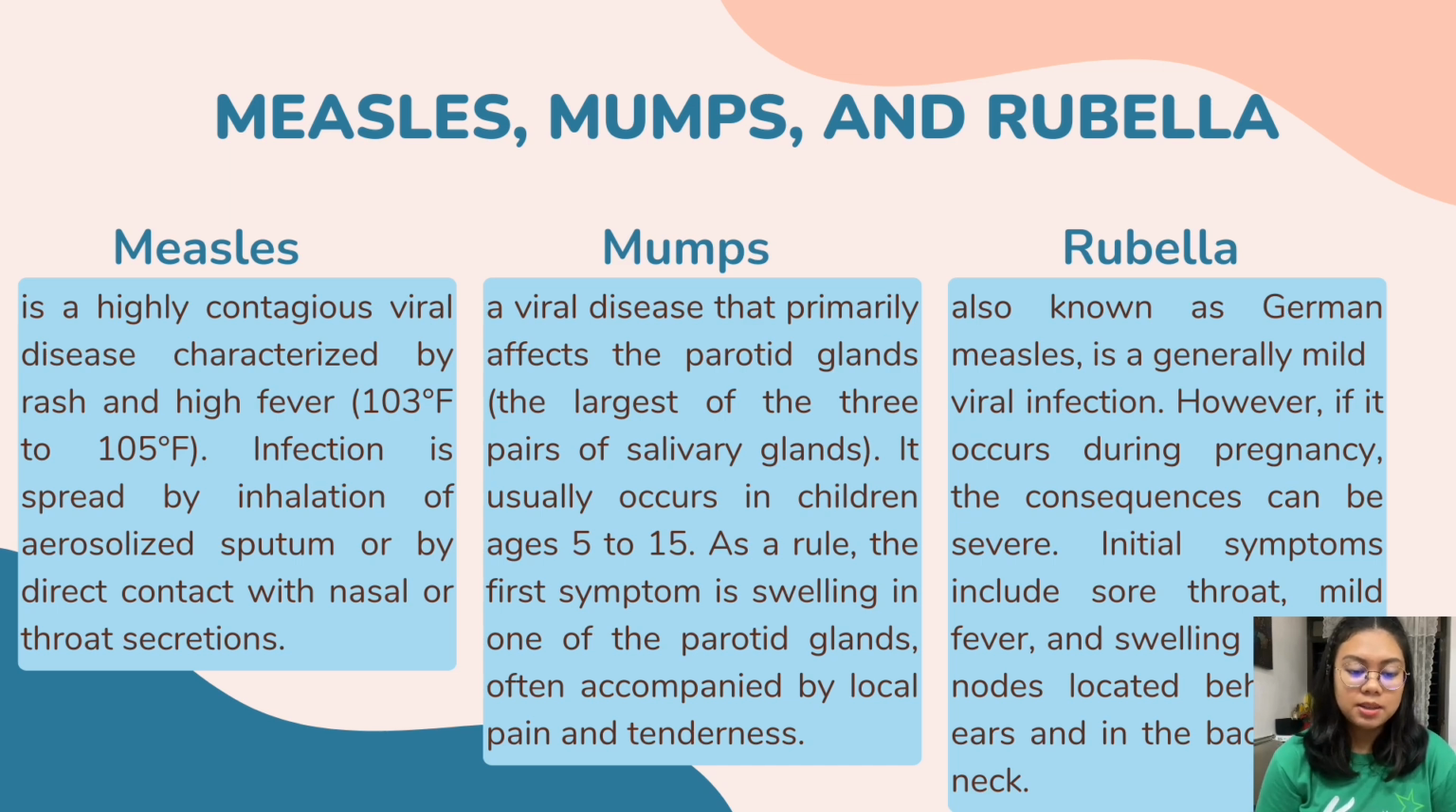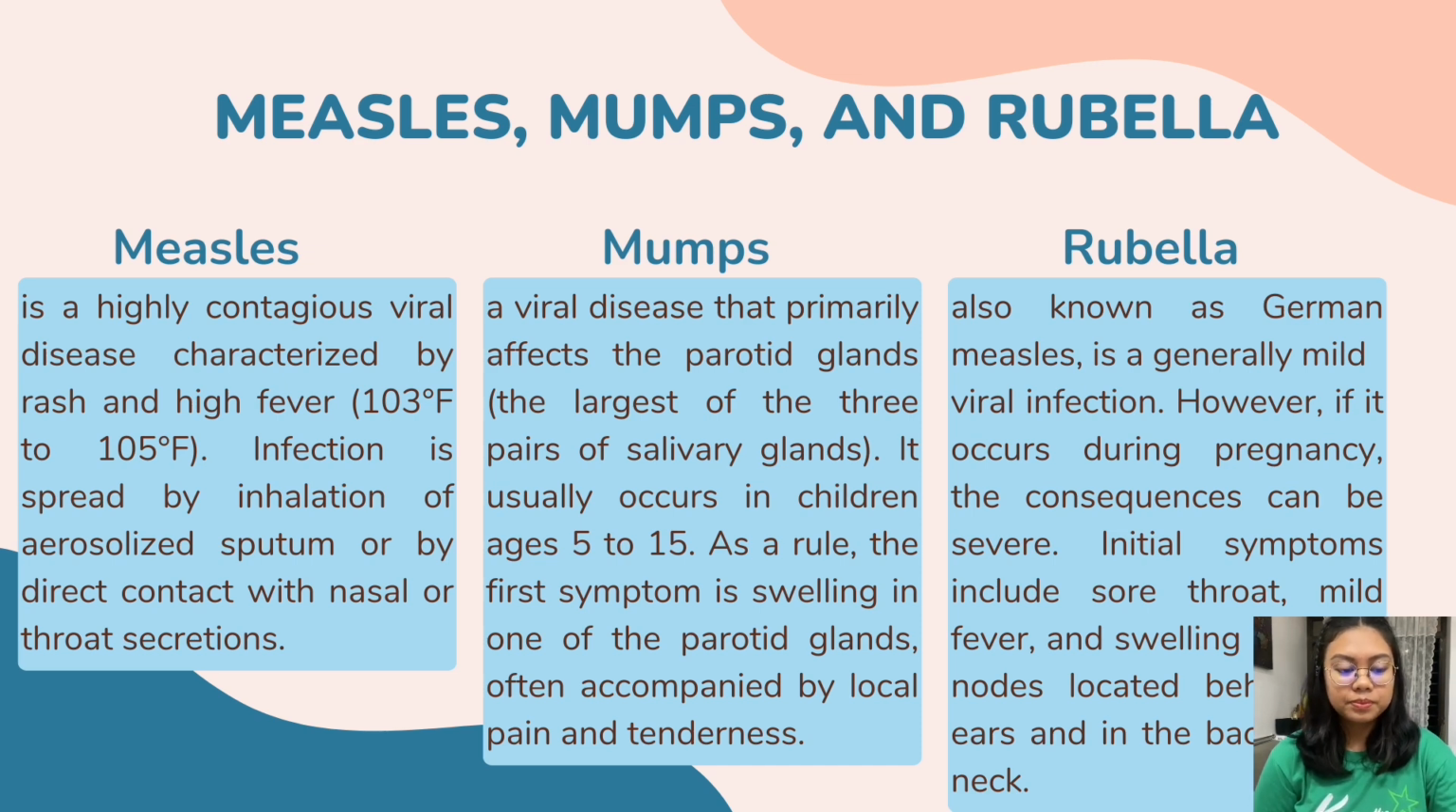Mumps is a viral disease that primarily affects the parotid glands, the largest of the three pairs of salivary glands. It usually occurs in children ages 5 to 15. As a rule, the first symptom is swelling in one of the parotid glands, often accompanied by local pain and tenderness. And lastly, rubella, also known as German measles, is generally a mild viral infection. However, if it occurs during pregnancy, the consequences can be severe. Initial symptoms include sore throat, mild fever, and swelling in lymph nodes located behind the ears and in the back of the neck.